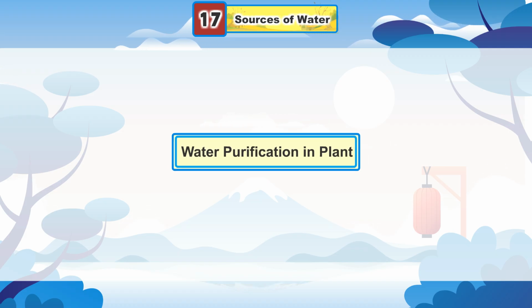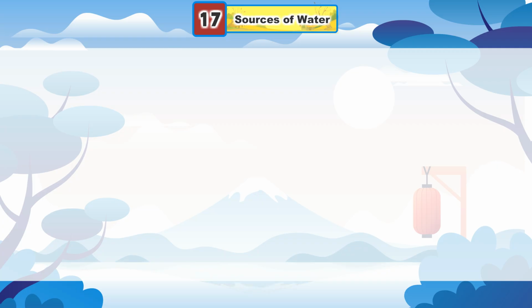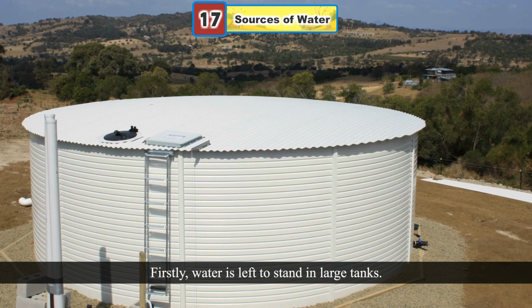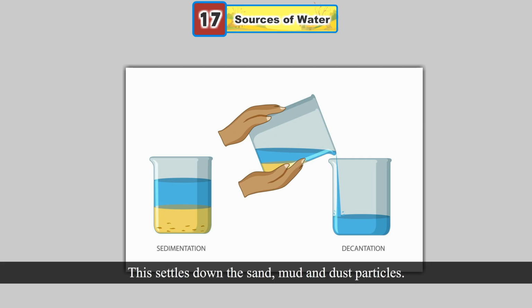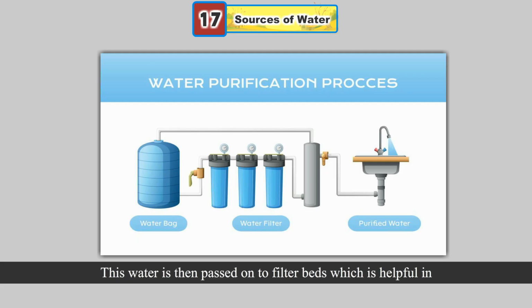Water purification in plant. Water treatment plants carry out the purification of water in 3 steps as given below. Sedimentation. Firstly, water is left to stand in large tanks. This settles down the sand, mud and dust particles. Filtration. This water is then passed on to filter beds, which is helpful in removing the remaining dirt particles.